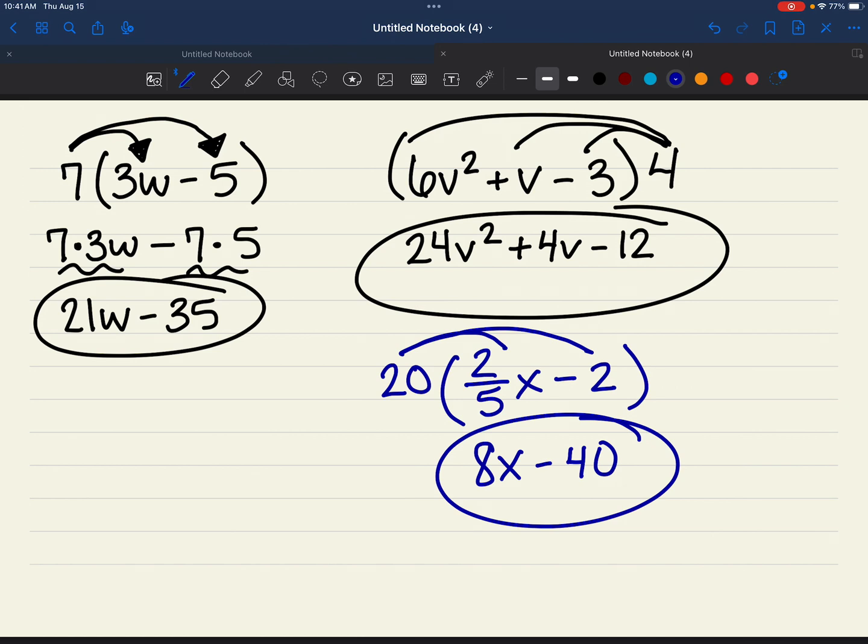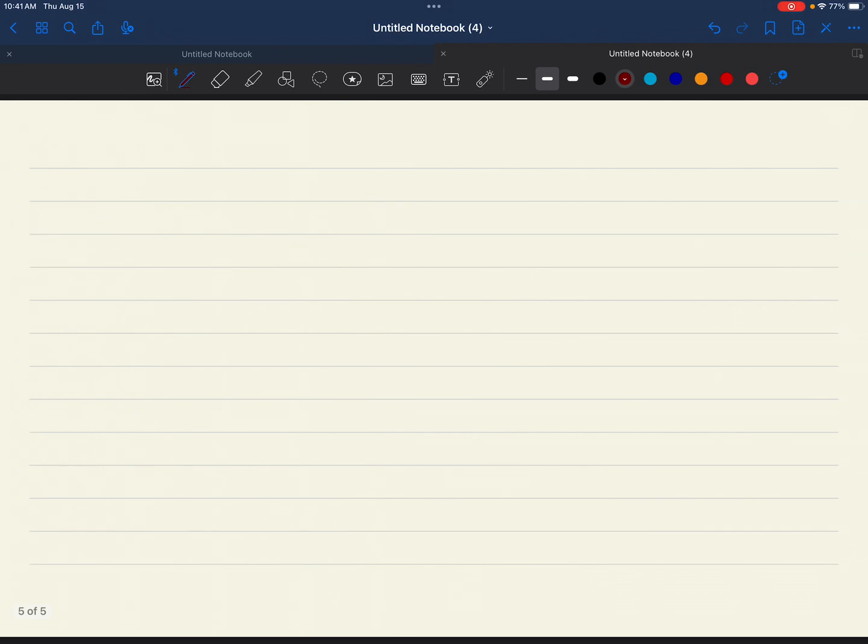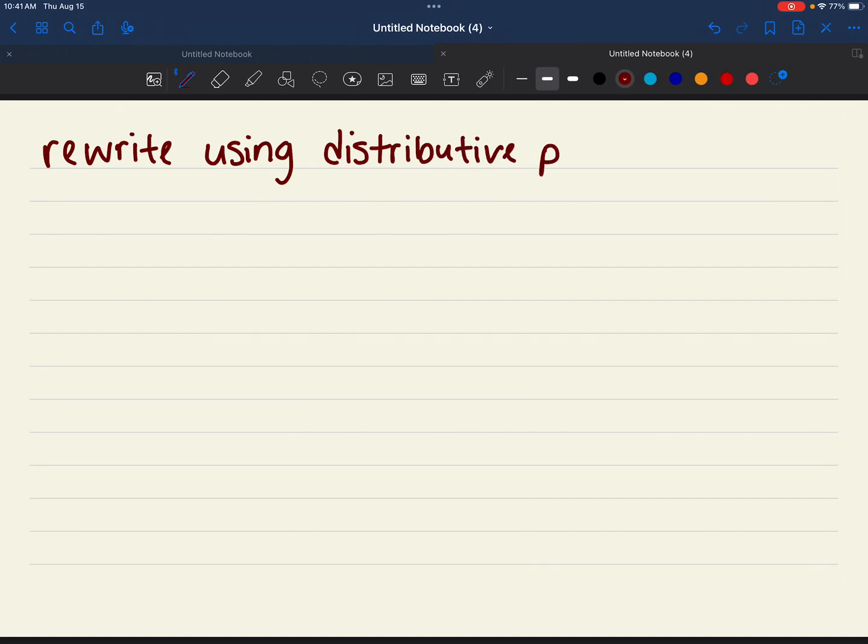All right, last type of problem. We are going to rewrite using distributive property and then solve. Now, I'm going to show you on this first one, and then we'll go through it together.